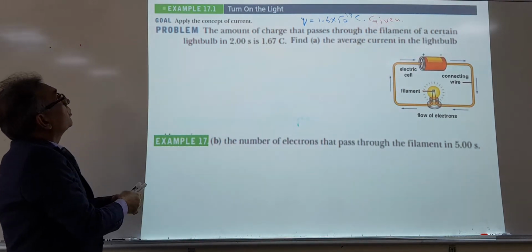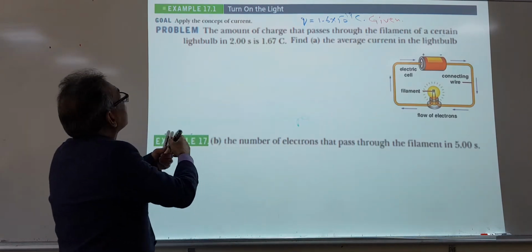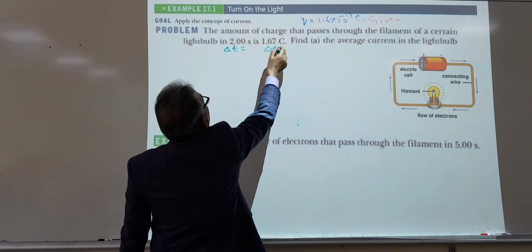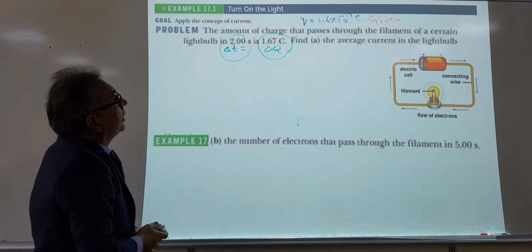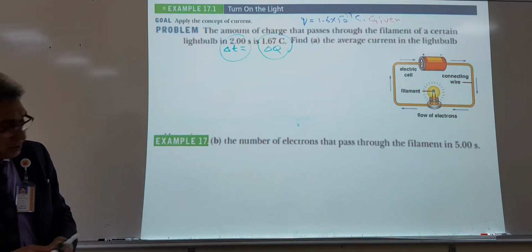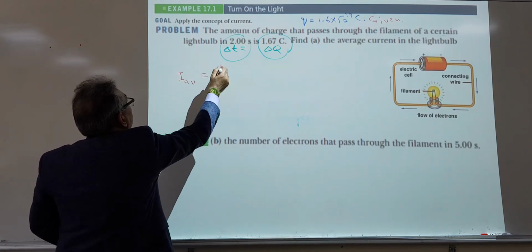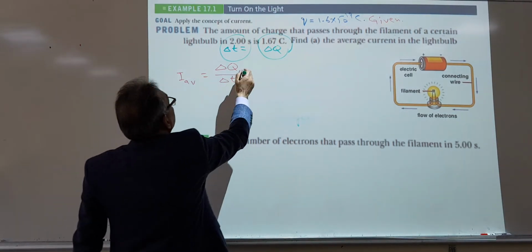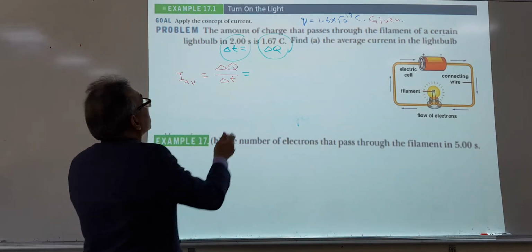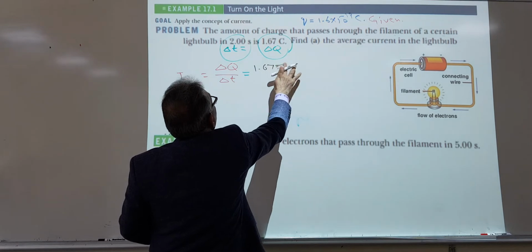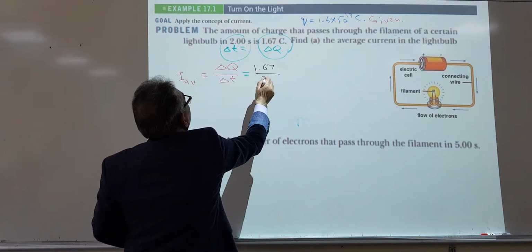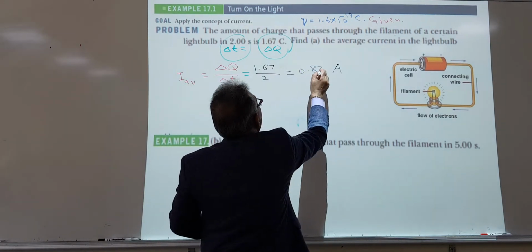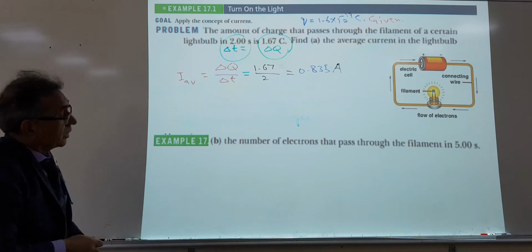The amount of charge that passes through the filament of a certain light bulb, this is delta T, this is delta Q. A part, find the average current. So the average current, we just finished, is the flow of charges in time delta T. 1.67 coulomb divided by time 2, you would get your answer 0.835 ampere. This is your average current.